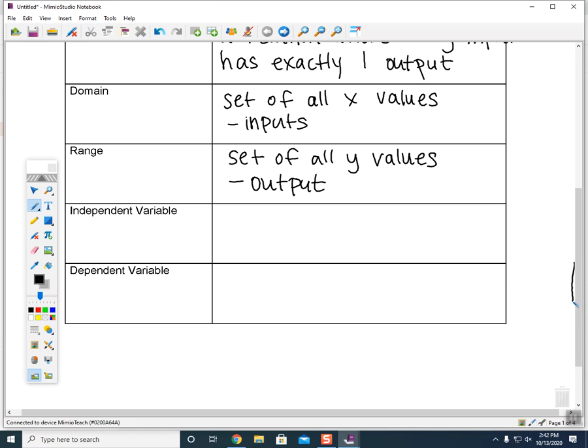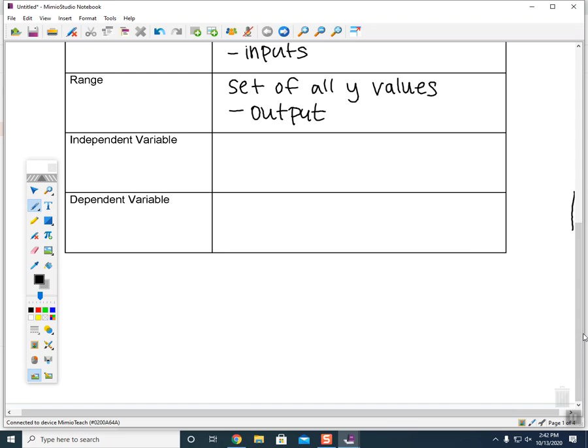Okay, and then these last two here tend to be a little trickier, but we have our independent variable, and our independent variable is our X values or our inputs, and these occur on the X or on the horizontal axis. And horizontal means that I'm going from left to right, side to side. Okay, my independent variable are my X values or my inputs. They're on the horizontal axis.